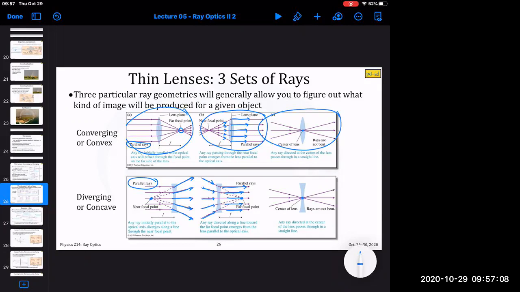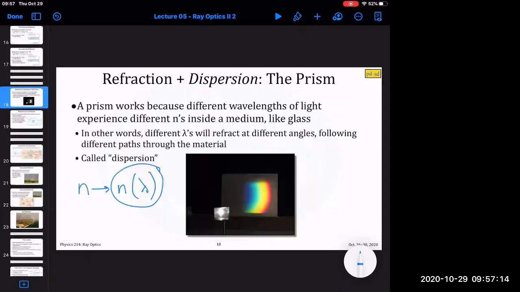With the example of the prism, you were saying that the light essentially experiences a different n value. So I was wondering, n is a material property, though, right? How does that work exactly? I'm just a little confused as to what you mean.